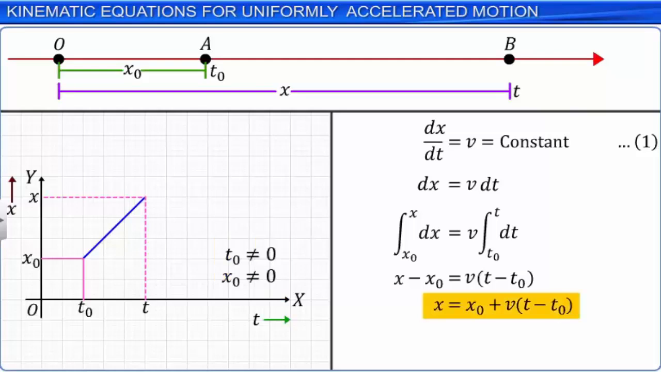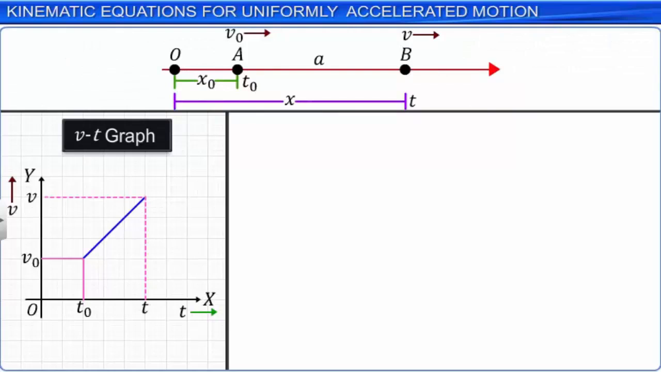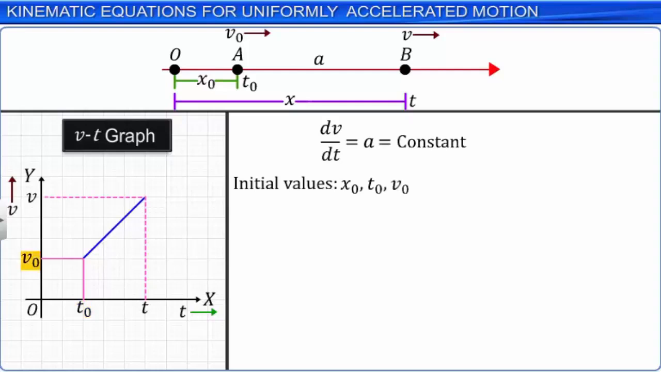Now let's derive equations for uniformly accelerated rectilinear motion. In this type of motion, the acceleration of the particle is a constant, dv by dt is equal to a, which is a constant. The initial values are x0, t0 and v0. Similarly, the final values are x, t and v. dv by dt is equal to a. By cross-multiplying, we get dv equal to a into dt.